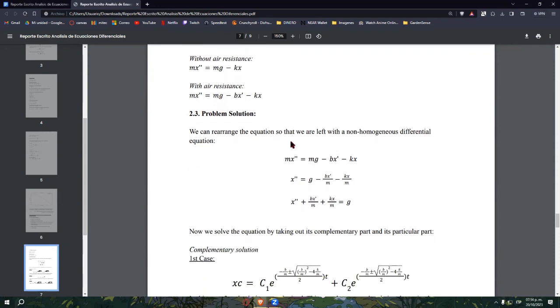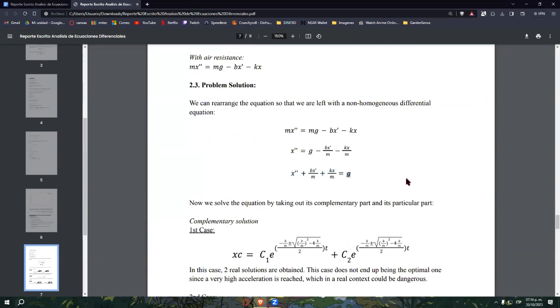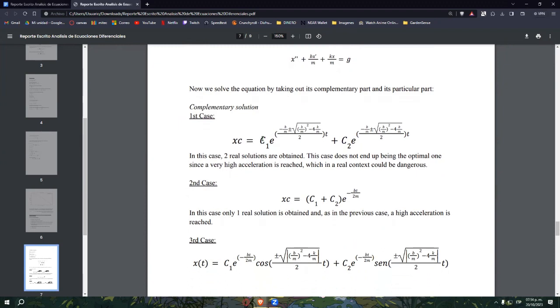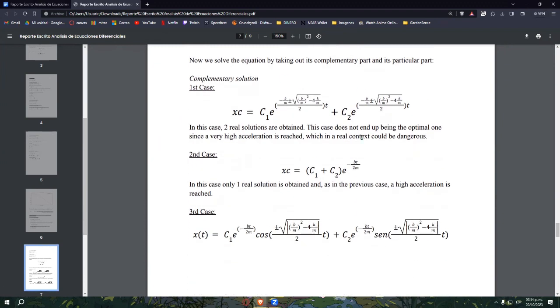First, for the solution, we have to redistribute it so it can be seen as a non-homogeneous part and a homogeneous part. So first, to solve this, we have to take the complementary solution of the homogeneous part, but because we're only working with constants, there are actually 3 cases that can happen after finding the roots. And the first case is when we have 2 real solutions.